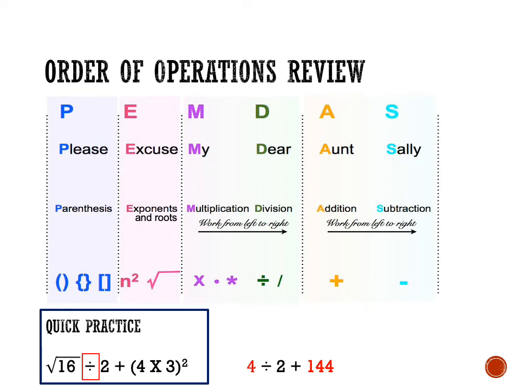All right, so we're still breaking down this equation. Next, we're going to do division. So we have 4 divided by 2. That's going to give us 2. And then finally, we have addition, and that's going to give us our final answer, which is 146.